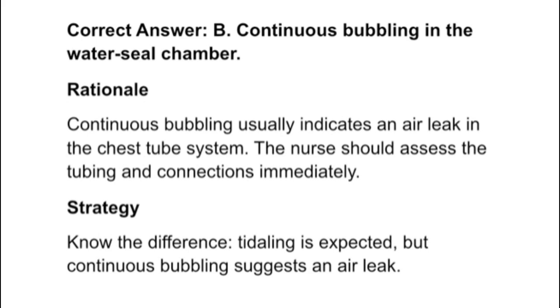Correct answer, B. Continuous bubbling in the water seal chamber. Rationale. Continuous bubbling usually indicates an air leak in the chest tube system. The nurse should assess the tubing and connections immediately. Strategy. Know the difference. Tidaling is expected, but continuous bubbling suggests an air leak.